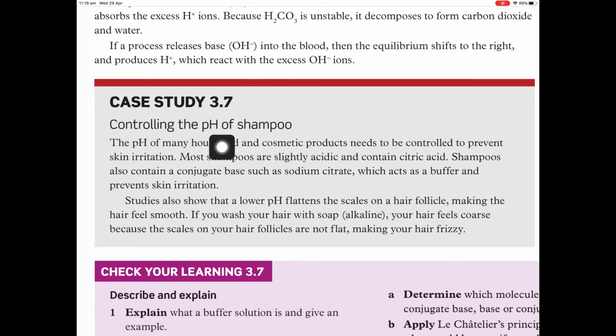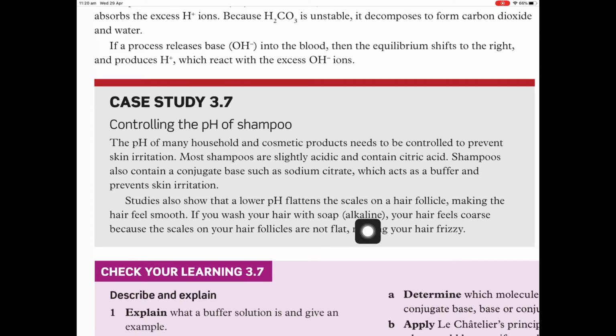The pH of shampoo and how manufacturers control the pH of shampoo. Shampoo is actually acidic. It sounds bad, but a slightly acidic shampoo smooths down the scales on your hair follicles and flattens them out, so as it were, and makes your hair look smooth and shiny.